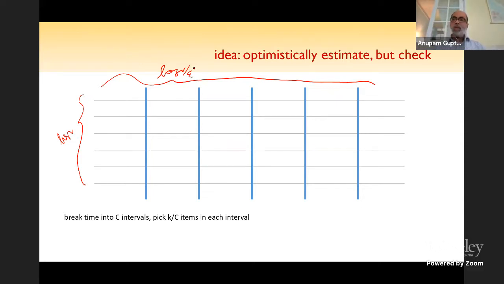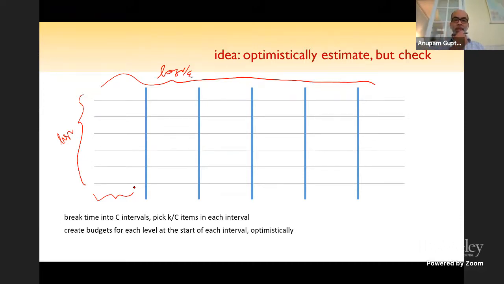Okay, you want to pick k items overall. So in each interval like this, you should pick about k over c. Which k over c should you pick? The natural thing is to pick k over c of the highest value items. So here's what we're going to do. We're going to create budgets for each of these value levels. And I'm going to set these optimistically. I'm going to hope for the best.